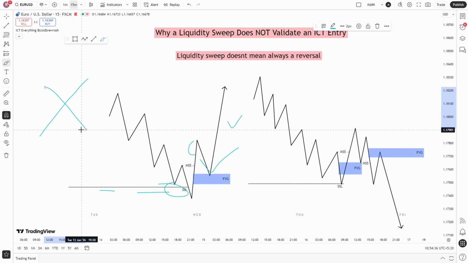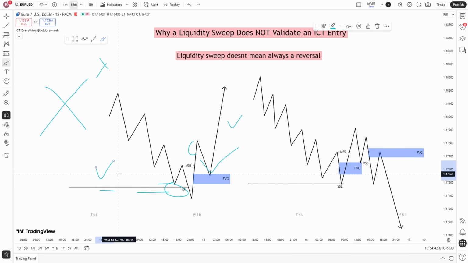A liquidity sweep does not validate an entry. A liquidity sweep only tells you what was removed from the market. It does not tell you whether the market is ready to continue or whether an entry is justified at that moment. This is where most traders get trapped. They correctly identify the sweep. Their directional bias is technically correct, and yet the trade still fails. Not because the liquidity sweep was wrong, but because entry was taken without confirmation.